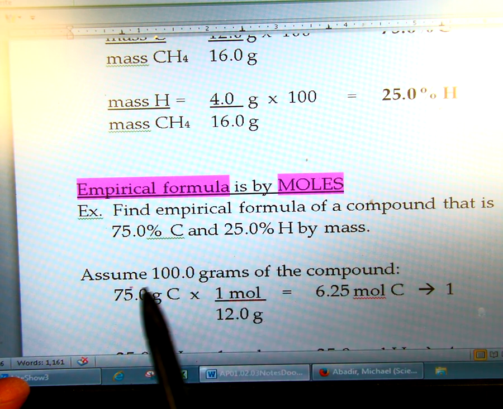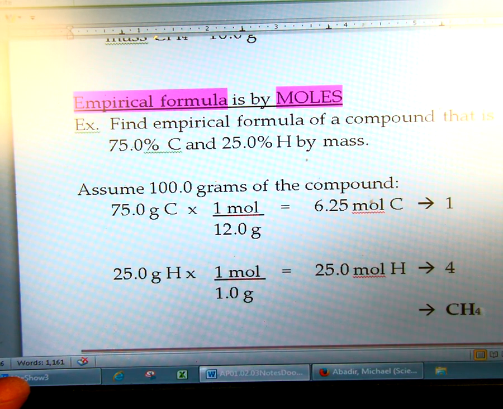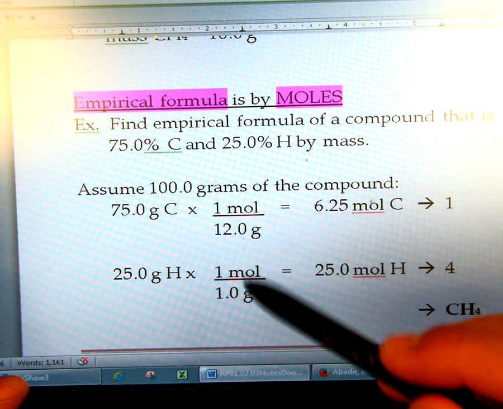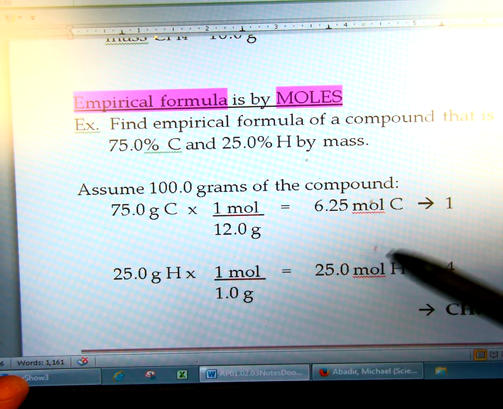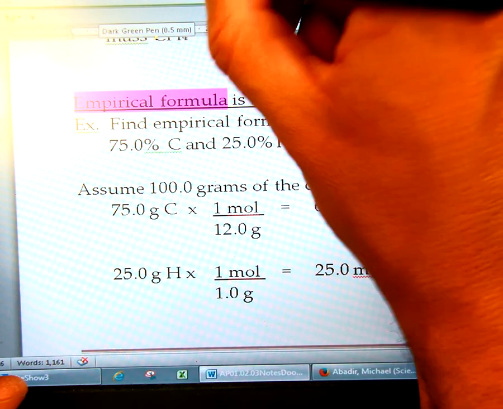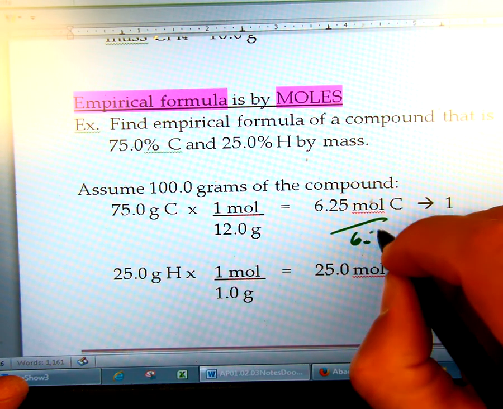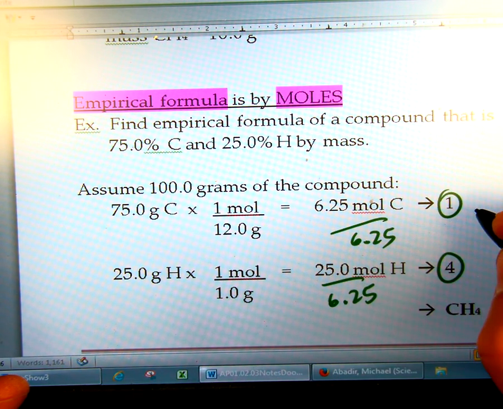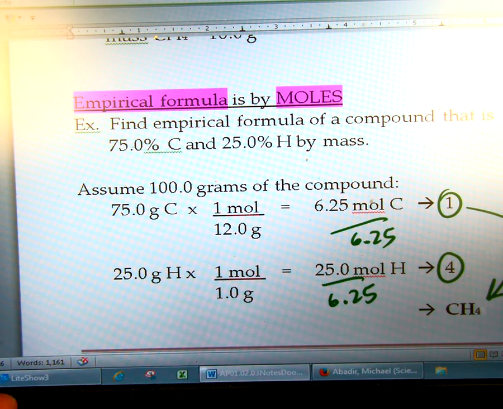You basically assume you have 100 grams of it, so 75% would be 75 grams, 25% would be 25 grams. But remember, you have to take a ratio of moles for a formula. So you need to convert the grams into moles with the periodic table, and then take a simple ratio for the smallest one. So 6.25 is the smallest, so that's going to give you a 1:4 ratio, which tells you that this is methane. We'll pause now and continue on the next video.